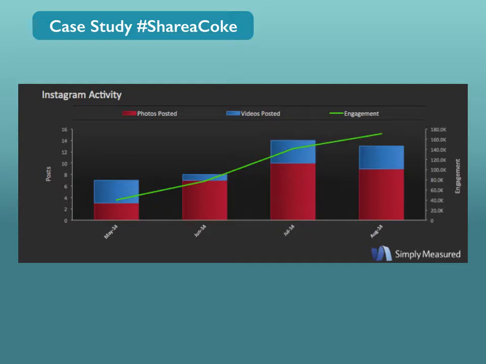So here's a chart of the Instagram activity during that period. As you can see, the neon green engagement line closely follows and even surpasses the number of brand posts. That's a big sign of success here. The red represents the photos posted, and the blue represents the videos posted. We will talk about metrics and measures more in the weeks to come.